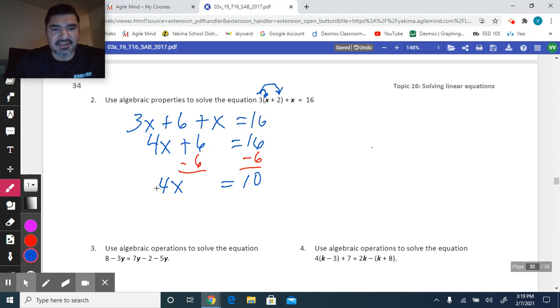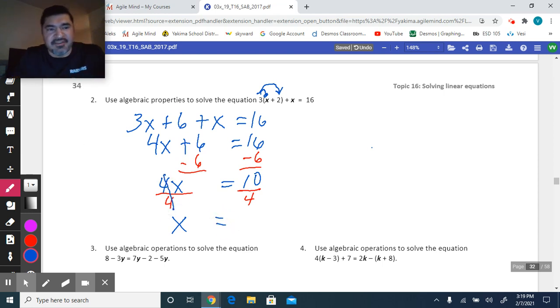Okay, one last step here. I need to get rid of this multiply by 4. How do I get rid of multiply by 4? I want you guys to be thinking about that. And I hope you guys are saying divide by 4. What I do to one side, I need to do to the other side to keep my equation balanced. So 4 divided by 4 is 1, and then I have 1 times x. That is just x.